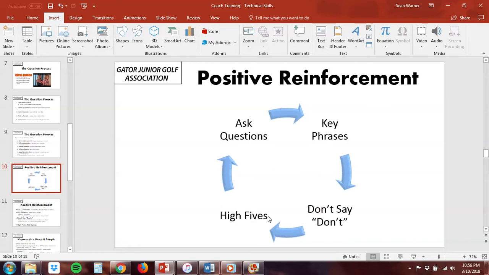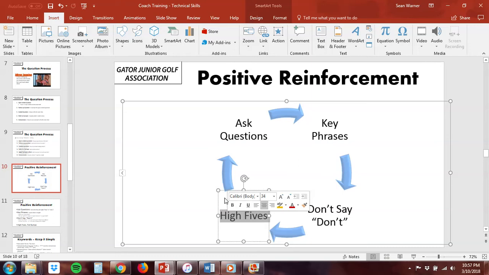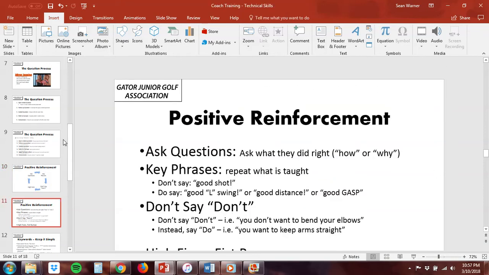Physical contact is so incredibly important to the psychology of students who are developing. Give them a high five, a fist bump, whatever, or even a fancy handshake. But it's important to do that and to really genuinely mean it, so that they can remain motivated. All right, so that's positive reinforcement.